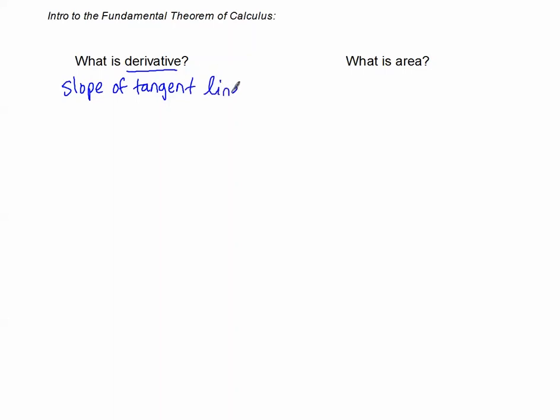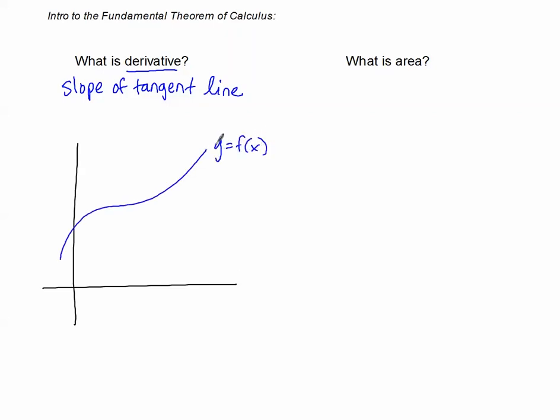So thinking of a graph, I'll give you a little example to look at. We can sketch something. We'll call this y equals f of x. And I'm going to pick a point somewhere on here, and to find the derivative of this, what I'm finding is the slope of the line that's tangent at this point.